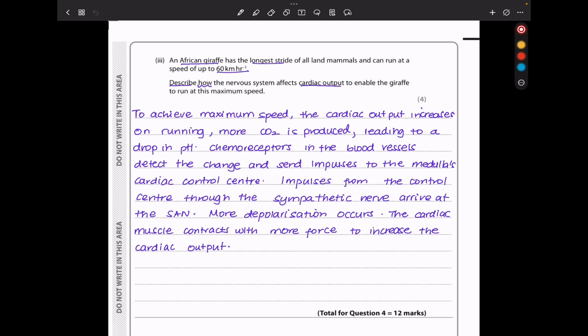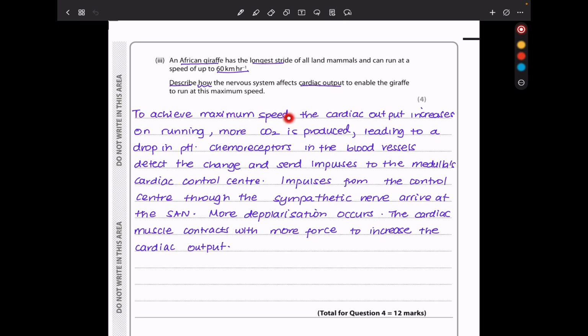The next question says an African giraffe has the longest stride of all land mammals and can run at a speed of up to 60 kilometers per hour. Describe how the nervous system affects cardiac output to enable the giraffe to run at this maximum speed. This is attributed to chemoreceptors that can detect changes to the concentration of blood and send nerve impulses to the brain so that the heart rate is increased.